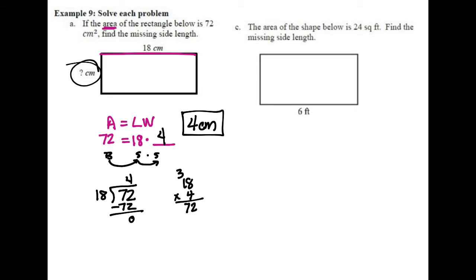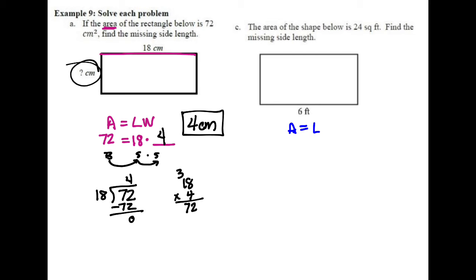Take a look at C over here. The area of the shape below is 24 square feet. Find the missing side length. So we know the bottom this time. When they say the shape below, yes, we can assume it's going to be a rectangle. They shouldn't assume, they should say the area of the rectangle below, but we're okay with guessing that it's a rectangle.